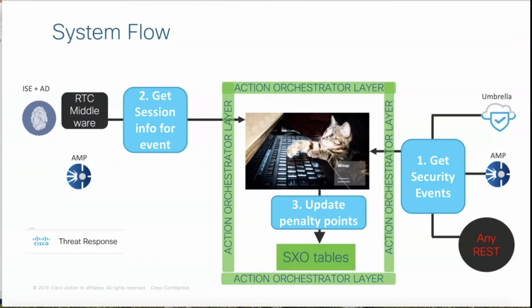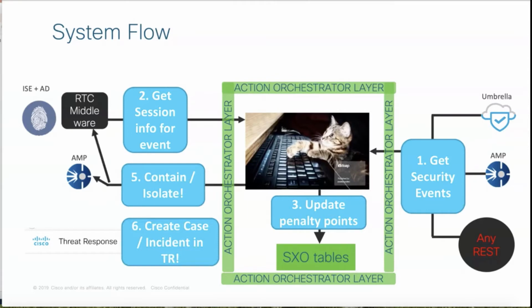After we update the penalty points, if the penalty points have been exceeded, that is, a user, for example, has accumulated a high number of penalty points, we will contain and isolate using AMP for Endpoints and ISE, and ISE again via the RTC middleware. We will also create a casebook and, in the future, an incident in threat response.